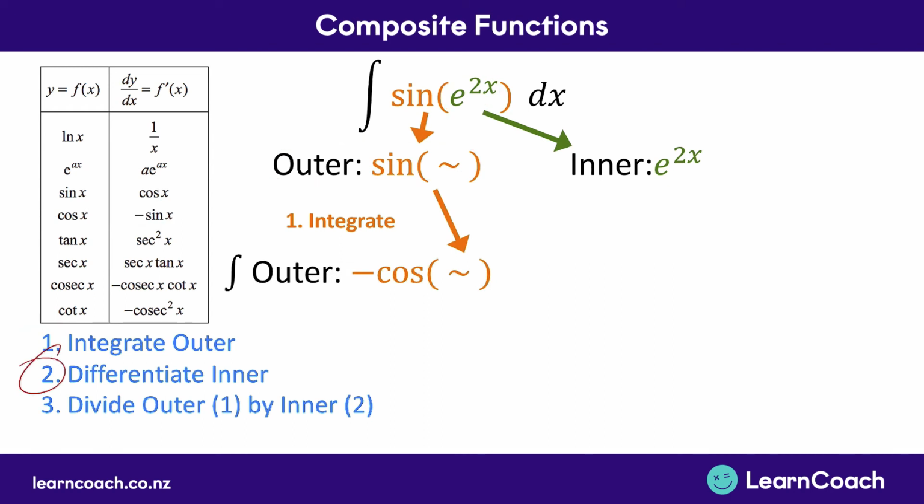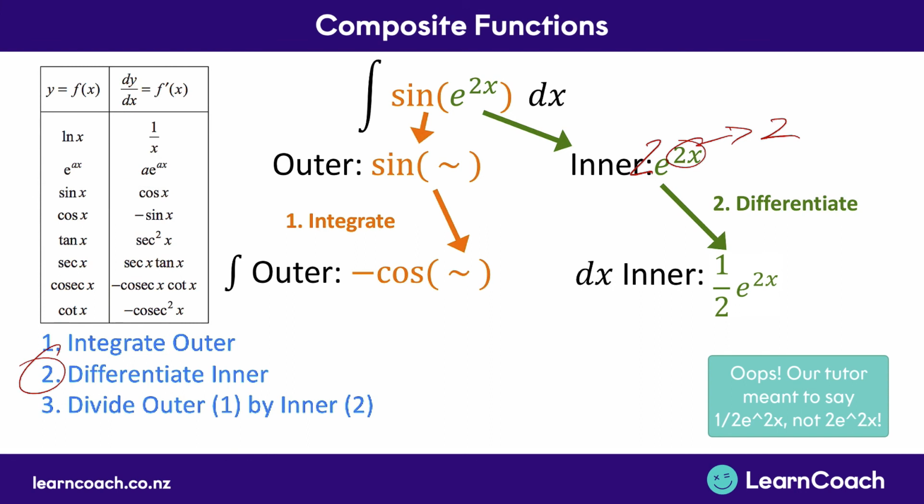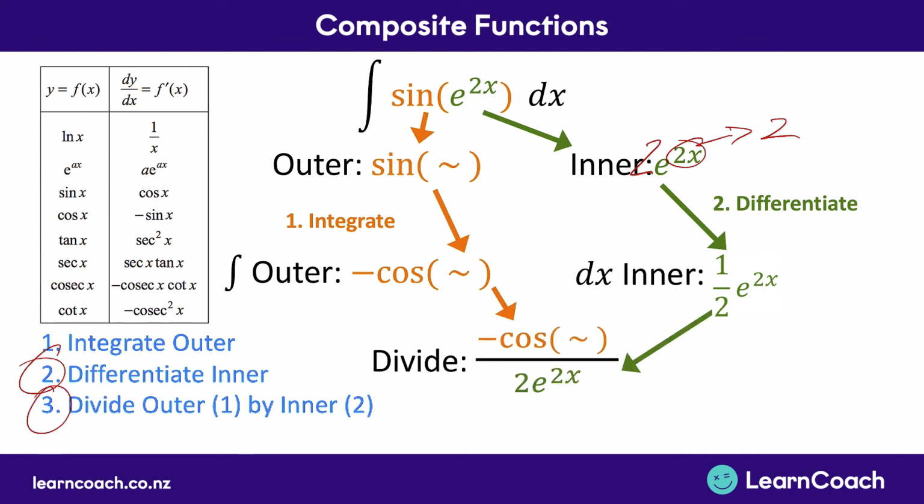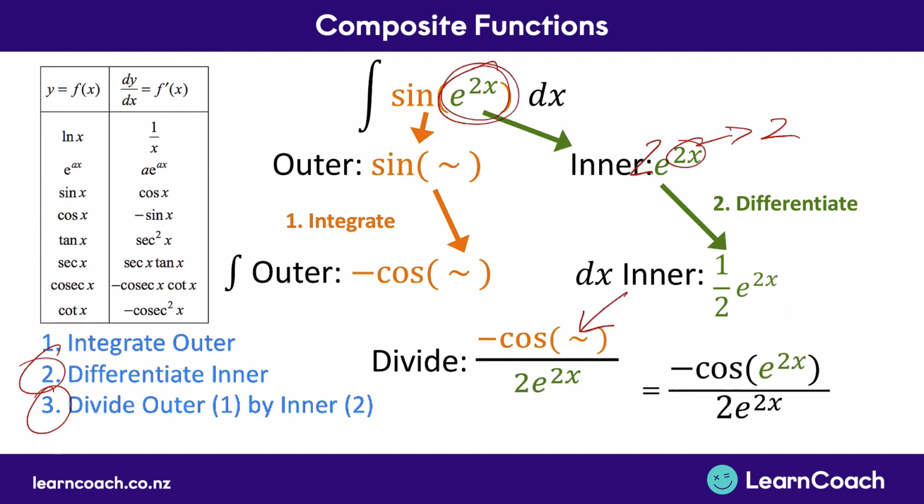Now step 2 is differentiating the inner function. So to do that, we differentiate whatever's on the top, that's 2, and then multiply by that differential. So that becomes 2e to the power of 2x. Then we do our third step, which is dividing the outer function by the inner function. And finally, we substitute whatever was originally in those brackets back into the brackets in here. And there's no other simplifications we need to do. We just need to add c. So this is everything you need to know for composite functions.